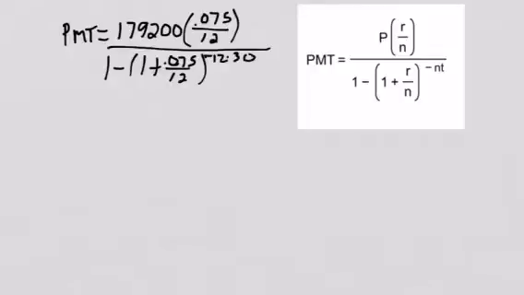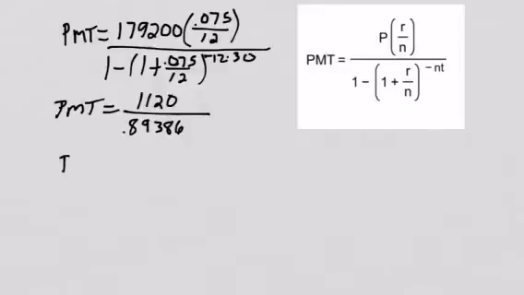Alright, so what we want to do now is just calculate this. So we have my PMT is equal to 1,120 on top, and for the bottom, when I simplify that, I get 0.89386. Alright, and then now dividing these two numbers.